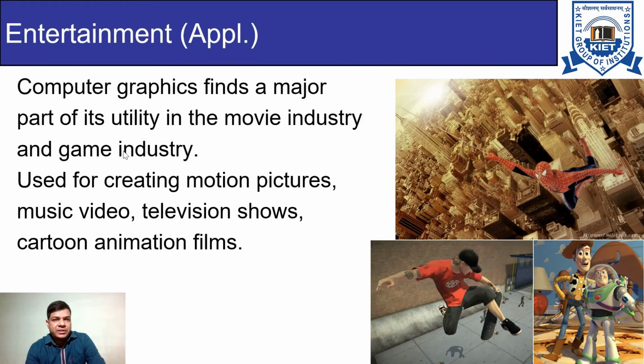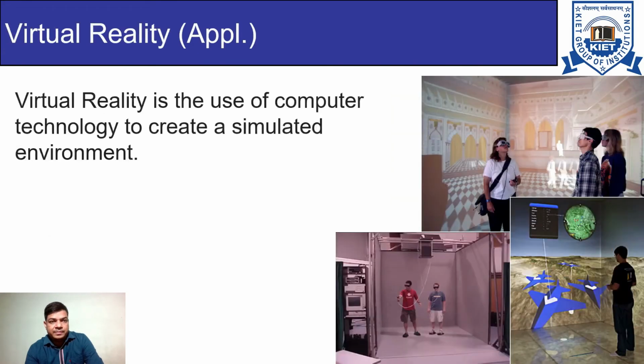Then we can also use computer graphics for entertainment purposes. Computer graphics finds a major part of its utility in the movie industry and game industry. So we can see that there are many movies coming which have animations, and many 3D movies are coming, and all these movies are part of computer graphics. It is used for creating motion pictures, music videos, television shows and cartoon animation films. The creation of various 3D movies, cartoon movies or animation movies, all these are part of computer graphics.